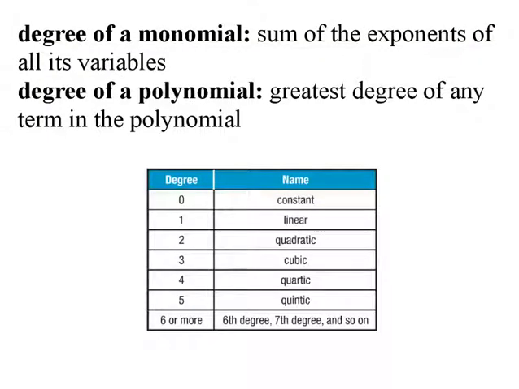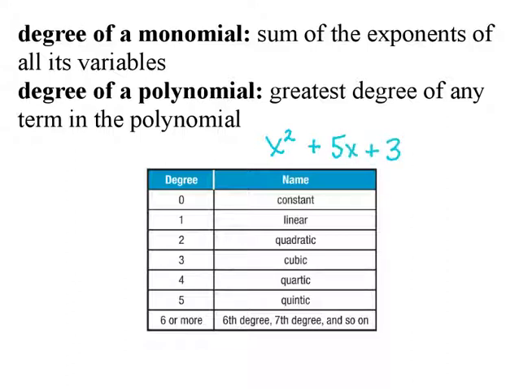Okay, so real quick here, the degree of a monomial is the sum of the exponents of all the variables. That's what the degree is. So basically, we're taking all the variables, all the exponents, and adding them together, and we call that the degree. The degree of a polynomial is the greatest degree of any term in the polynomial. So for example, let's do this, x squared plus 5x plus 3.